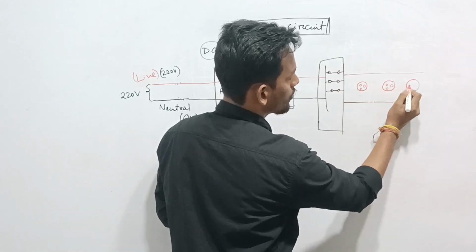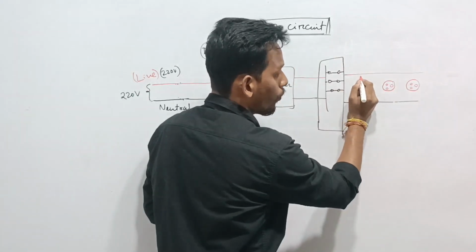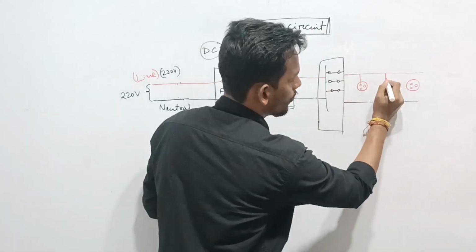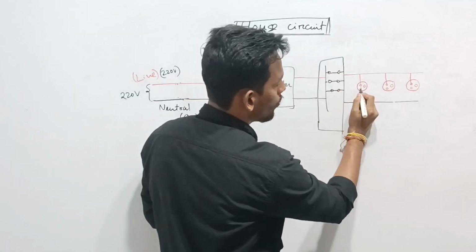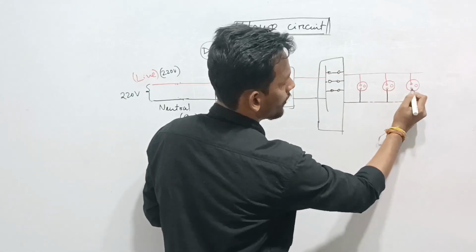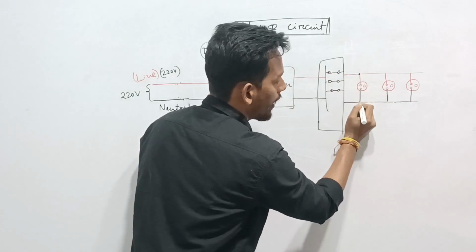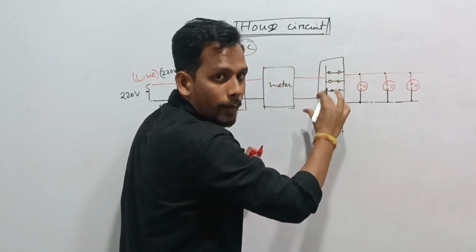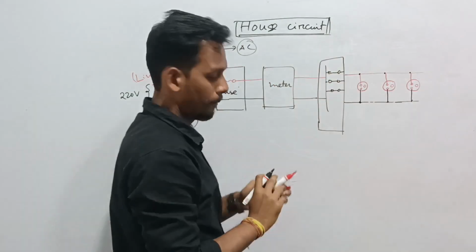There will be three holes here. Now, the live wire is connected to one terminal. Here also, here also, and the neutral wire is also connected to one terminal, like this. Now see, both the ends are connected to the same source. It means that your connection is parallel. This is a parallel circuit.